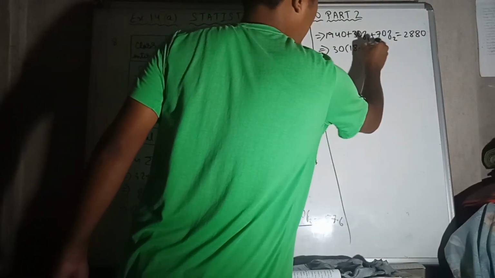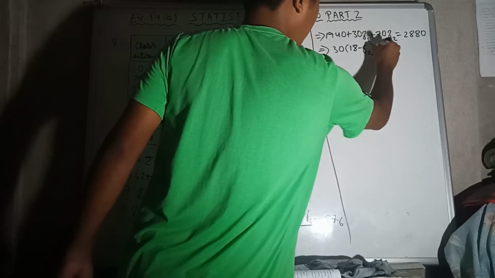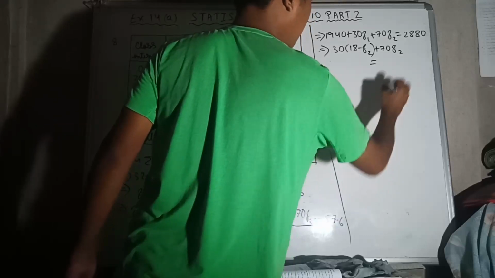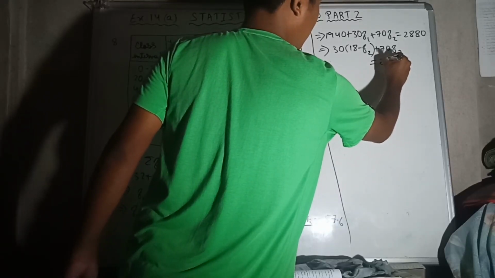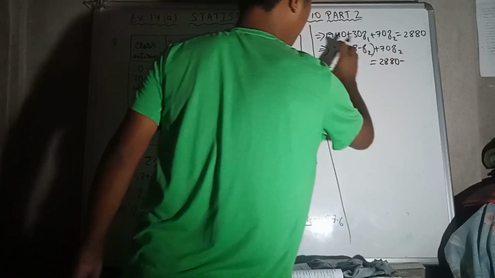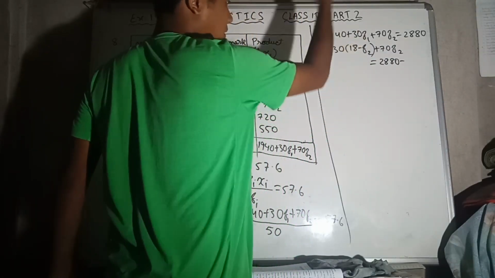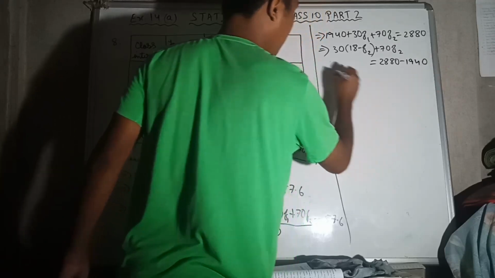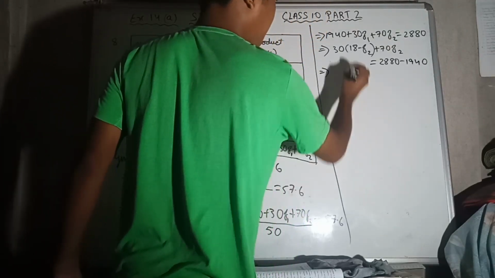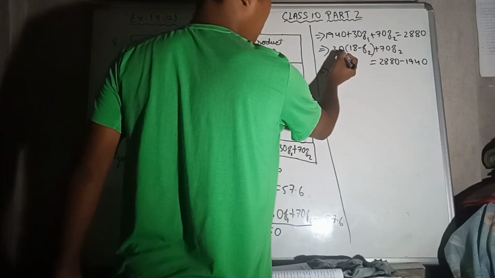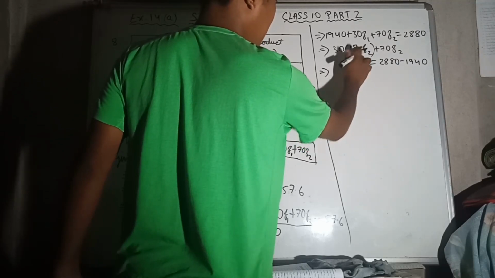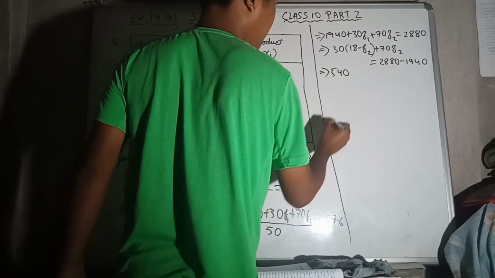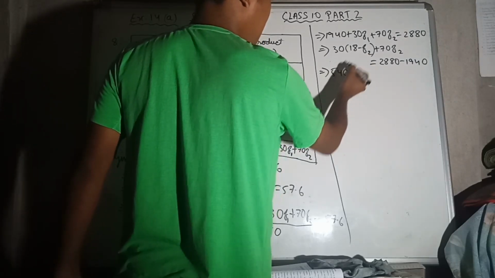18 minus f2 plus 70 f2, this is equal to 2880 minus 1940. And this implies, multiplying, 8 times 3 is 24, carry over 2. Then 3 plus 2 is 540.